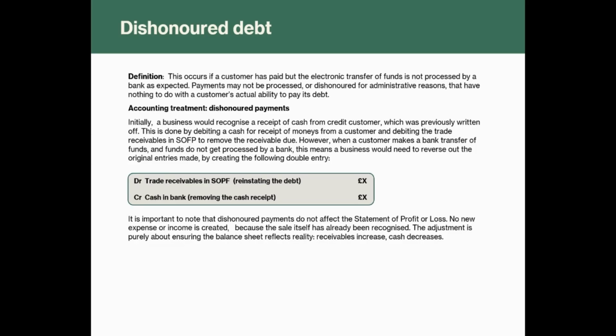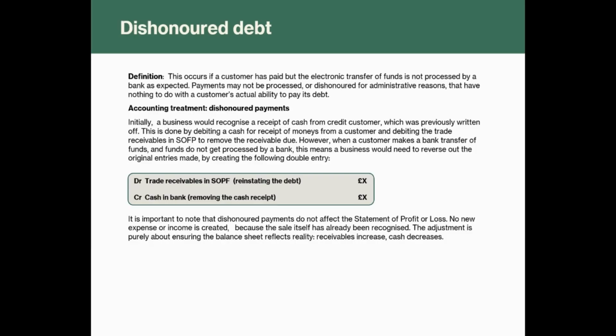When the payment was first received, we would have debited cash at bank because we thought the money had arrived, and we would have credited trade receivables because we believed the customer's debt had been settled. That's the standard entry for a cash receipt from a customer. Now, because the payment has been dishonored, that original entry is no longer correct. The business hasn't actually received any cash, and the customer still owes the money. So we need to reverse the original receipt.